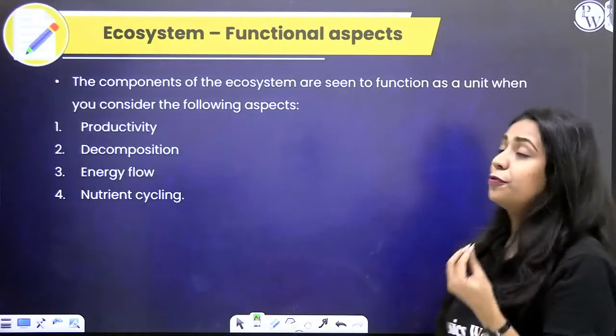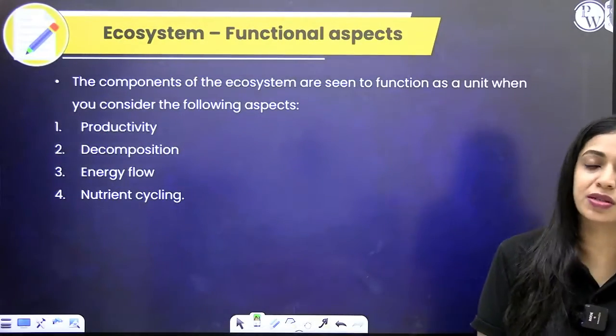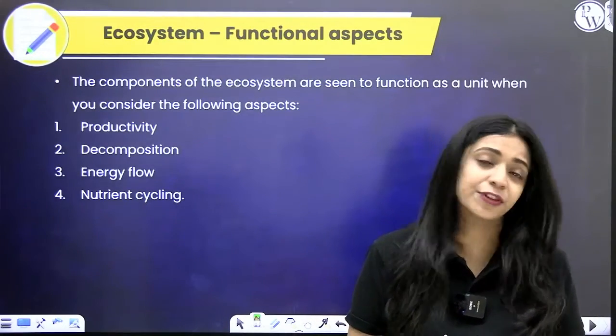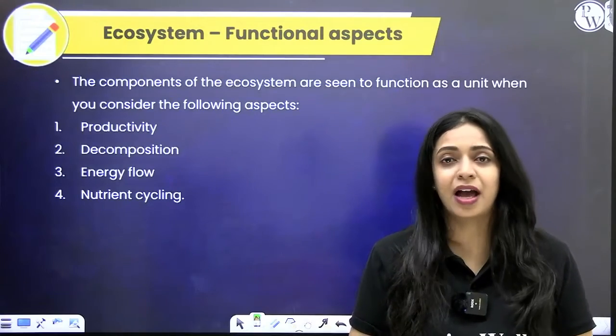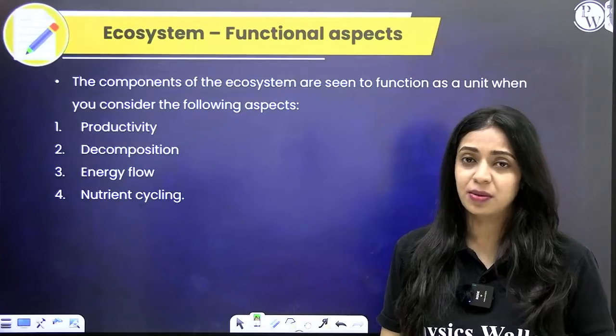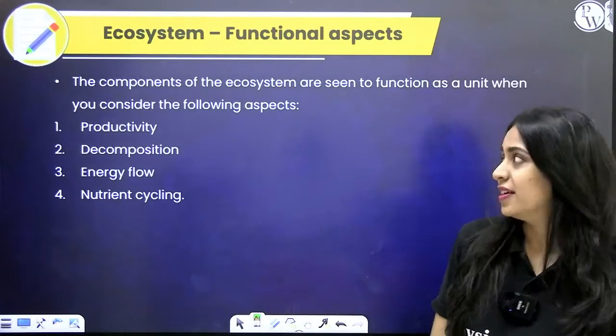Now, what are some of the functional aspects of an ecosystem? Ecosystem performs various functions because, like I mentioned in the beginning of this lecture, it is a self-sustainable unit. How is it self-sustainable? Because of all of these functional aspects of the ecosystem, it can sustain itself, right?